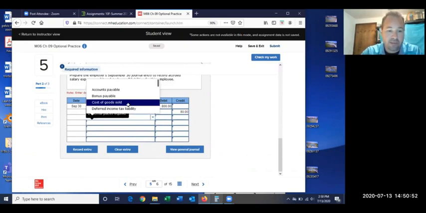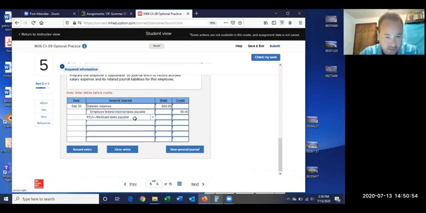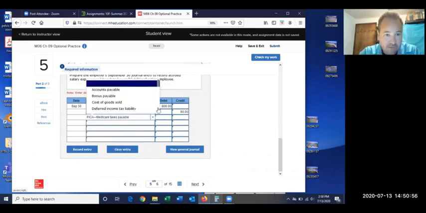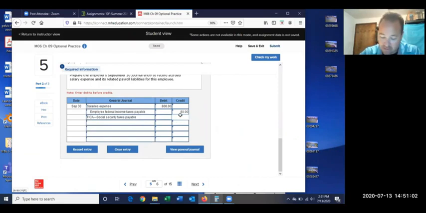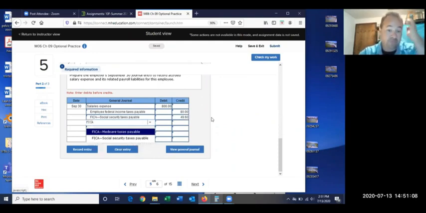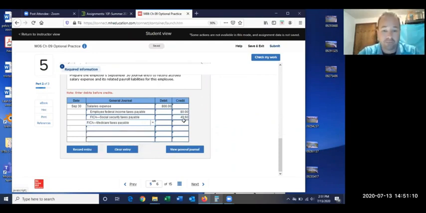And then we've got the FICA. I always like to do them in order. I don't like to put them in any order. I'm going to do Social Security. And that was $49.60. Looking at my little notes, I could scroll up. And then I had the FICA Medicare for $11.60.